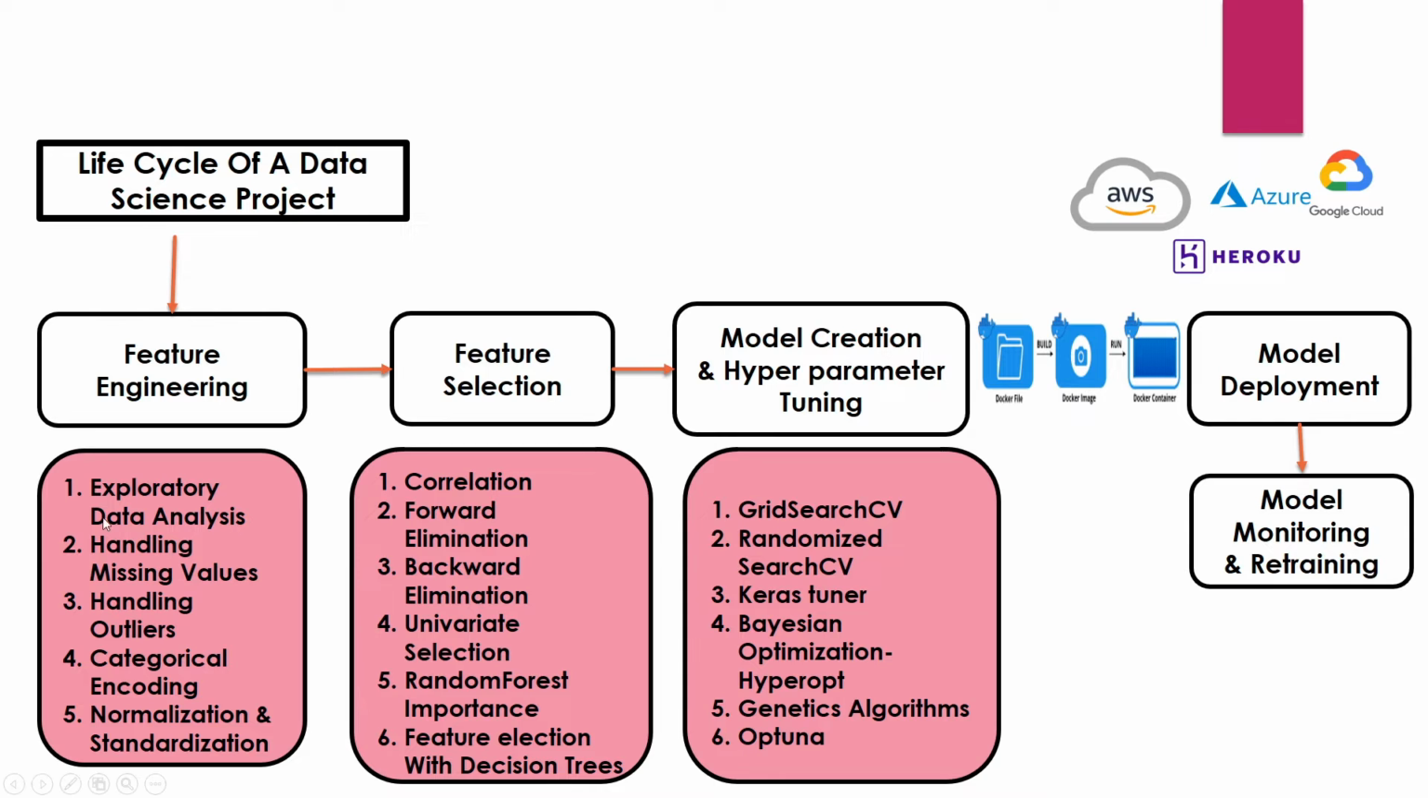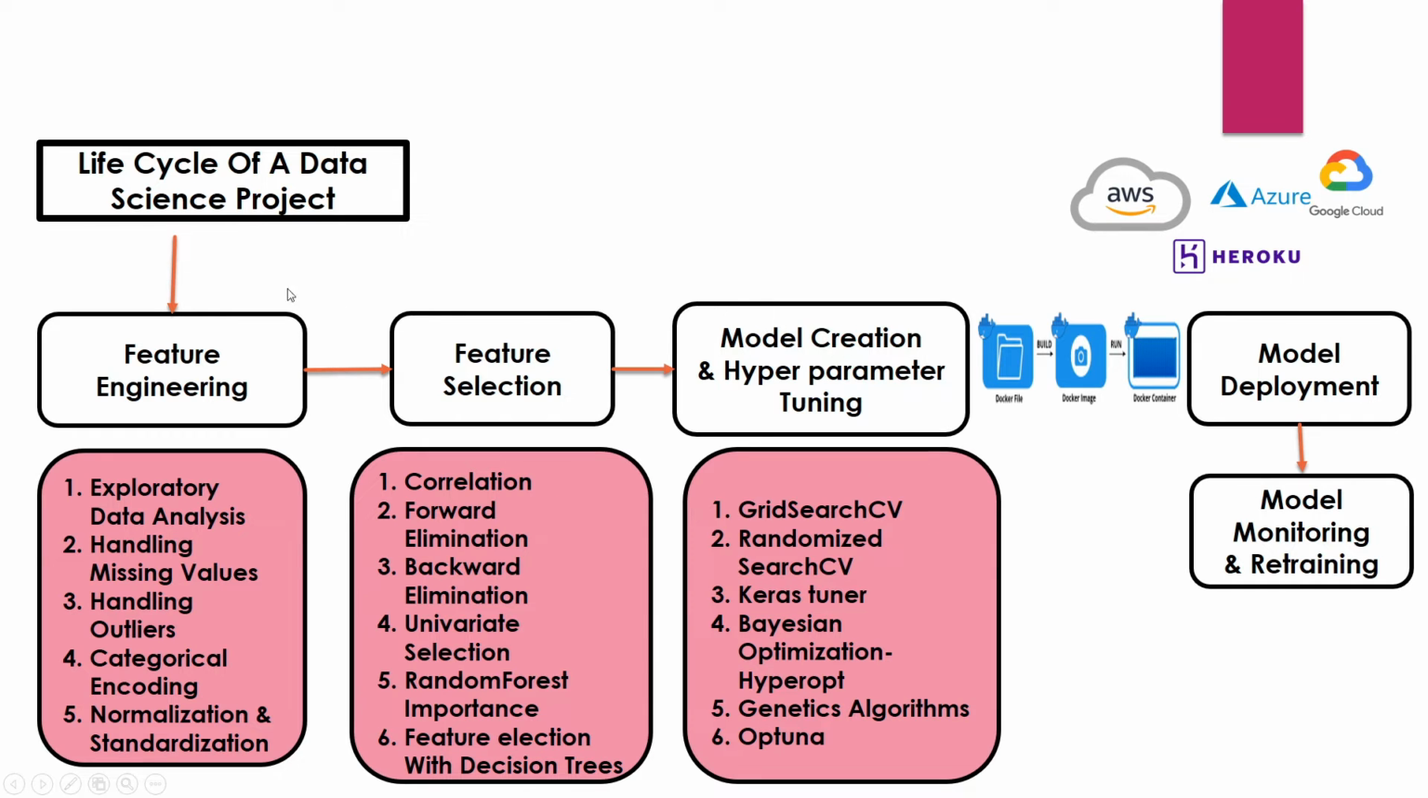So here it is, you have something called the life cycle of a data science project. The first step usually is feature engineering. The second step is feature selection. The third step is model creation and hyperparameter tuning. The fourth and final step is model deployment. Before this, you can see there is something called a Docker image, Docker container, which is specifically for deployment purposes. And finally, you have monitoring and retraining.